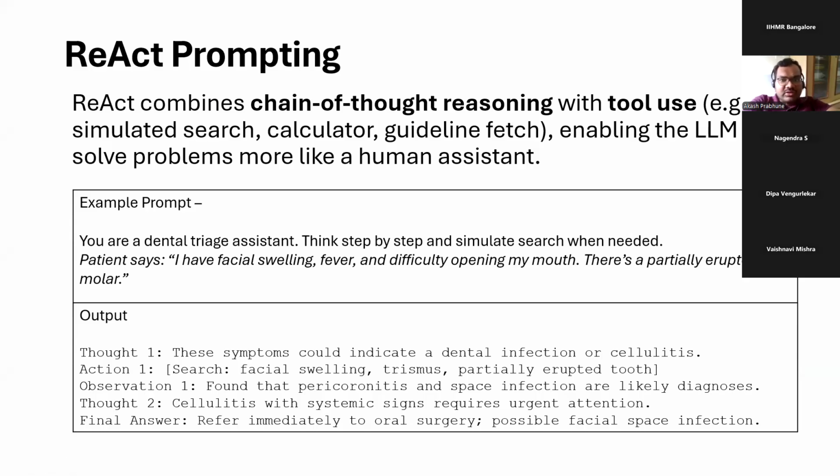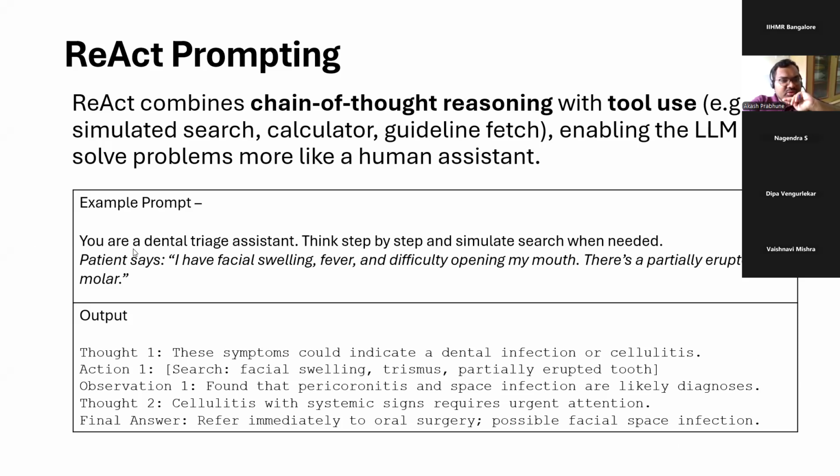ReAct combines chain of thought reasoning, and it enables the LLM to solve the problem more like a human assistant. This has been more commonly used for agentic AI, and earlier we were looking at explainable AI also. For example, I guess all of you have one of the LLMs open, maybe your ChatGPT or Grok or anything you have kept open. So look at this prompt and see the kind of thing.